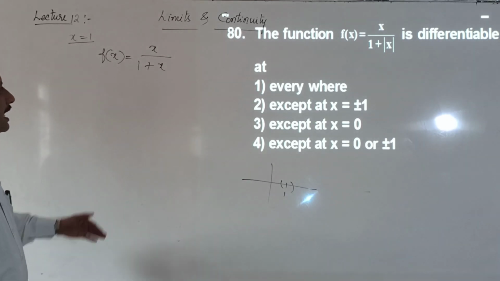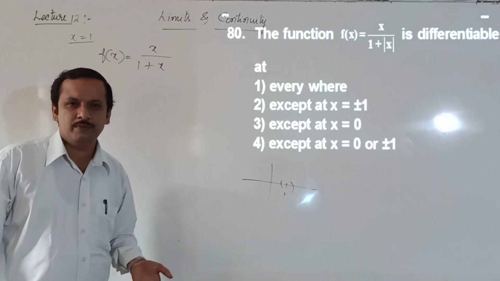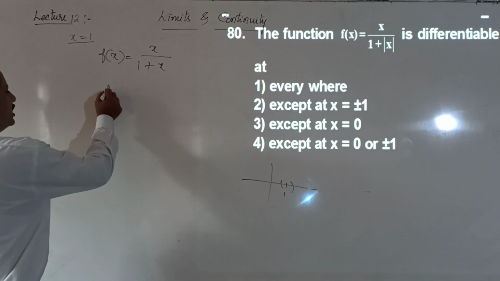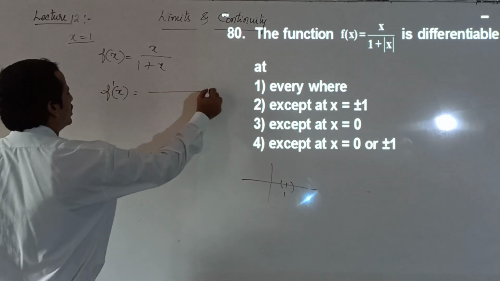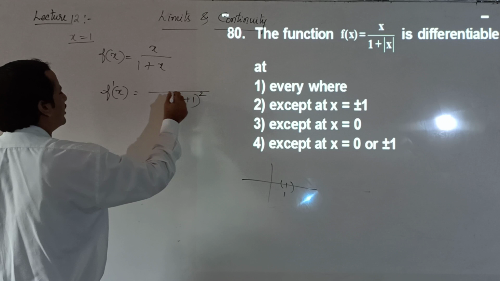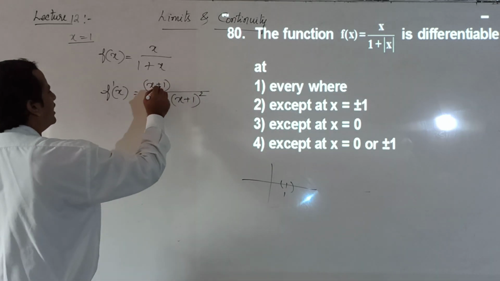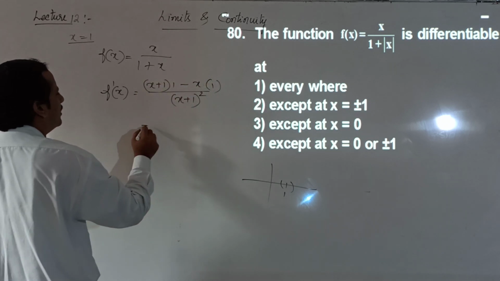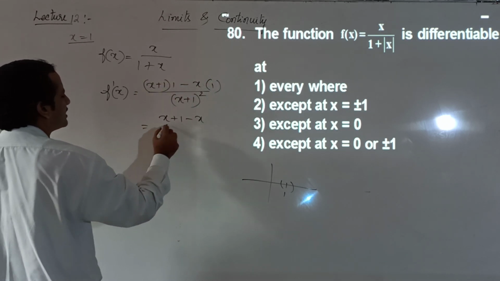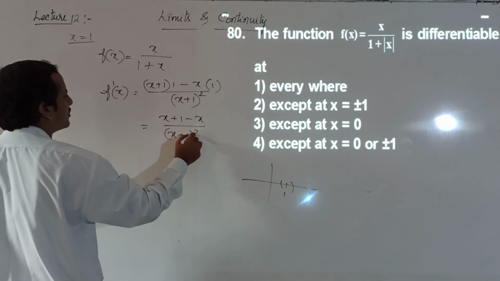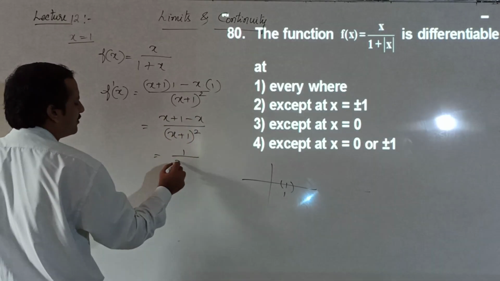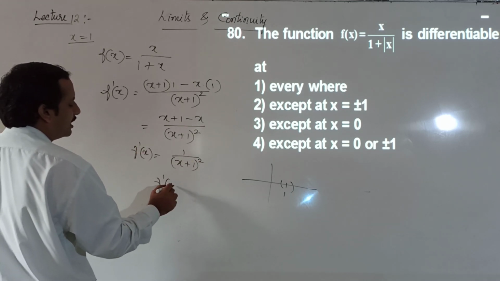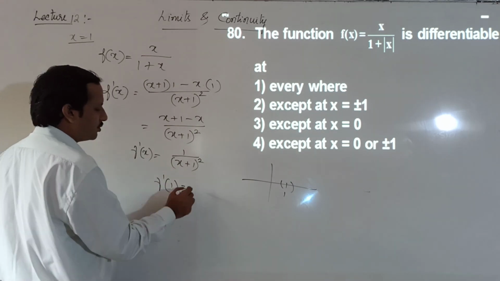Now I will differentiate it and put x equal to 1. So try to get f dash of 1 and check whether it exists or not. Differentiate it to get f dash of x. You know the quotient rule. x plus 1 whole square in the denominator. Numerator: x plus 1 into the derivative of x, which is 1, minus x into the derivative of 1 plus x, which is 1. So x plus 1 minus x divided by x plus 1 whole square. x gets cancelled. 1 by x plus 1 whole square. This is our f dash of x. What is f dash of 1? That's equal to 1 by 1 plus 1 whole square, which is 1 by 2 square, which is 1 by 4.